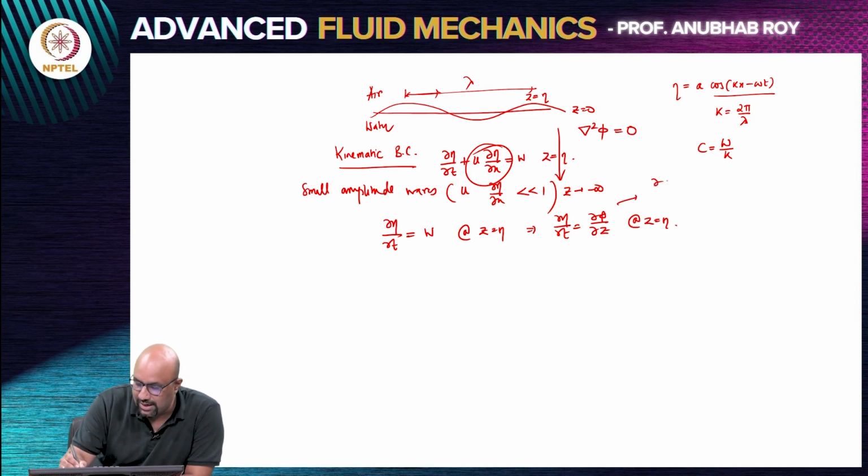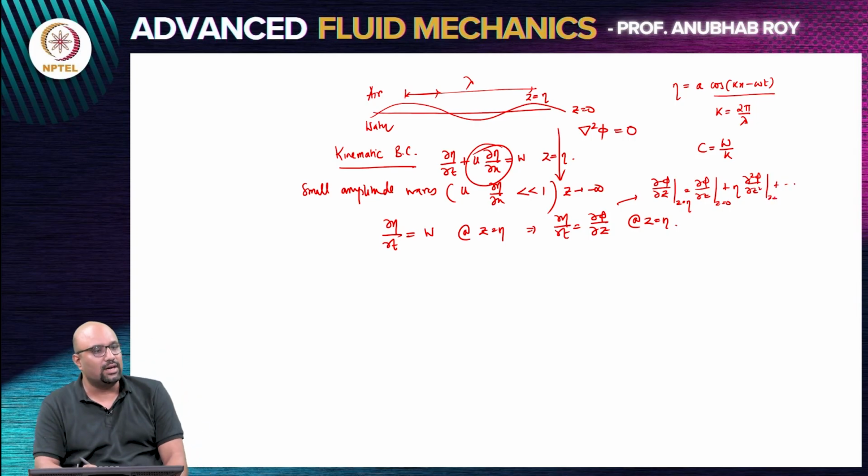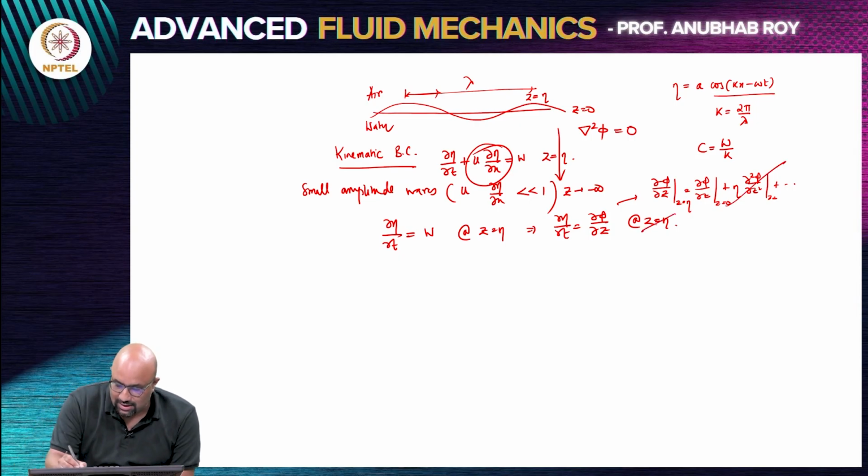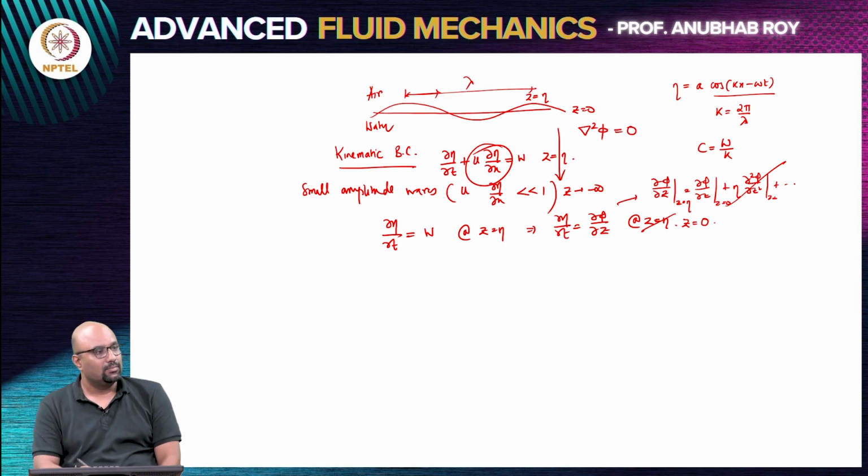But ∂φ/∂z at z equals η can be written as ∂φ/∂z at z equals 0 plus η ∂²φ/∂z² at z equals 0 and other higher order terms, using a Taylor series expansion. Once again, I am saying that these are small amplitude waves. So I can ignore this and write this, instead of z equals η, approximately at z equals 0. So that's my kinematic boundary condition linearized about that unperturbed location.